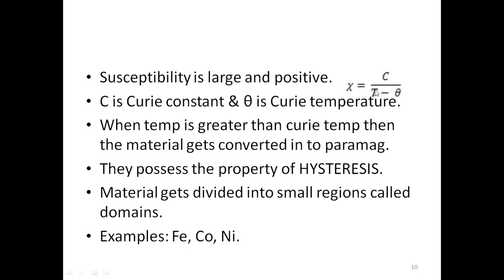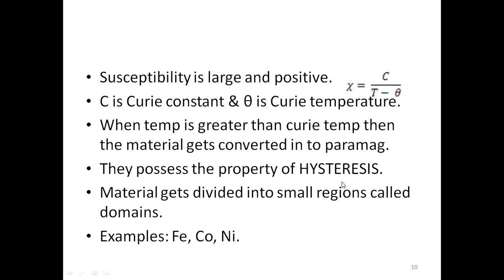The susceptibility value is given by chi equals C by T minus theta, where C is the Curie constant and theta is the Curie temperature. So when the temperature is greater than the Curie temperature, the material gets converted into paramagnetic material. If the temperature T is greater than theta, then the ferromagnetic material will act as a paramagnetic material, and they possess a special property of hysteresis.